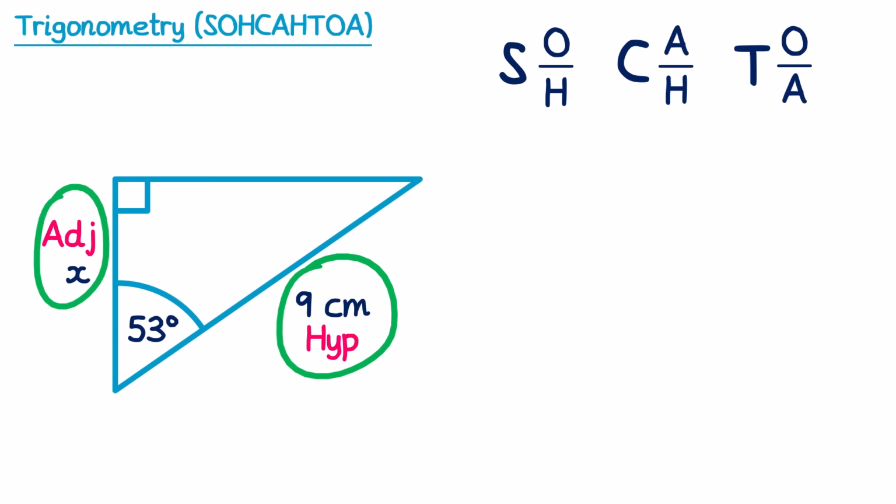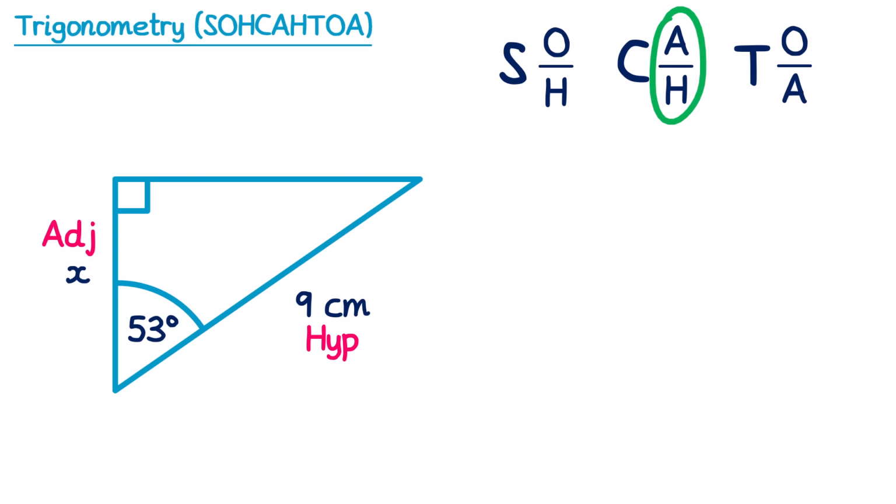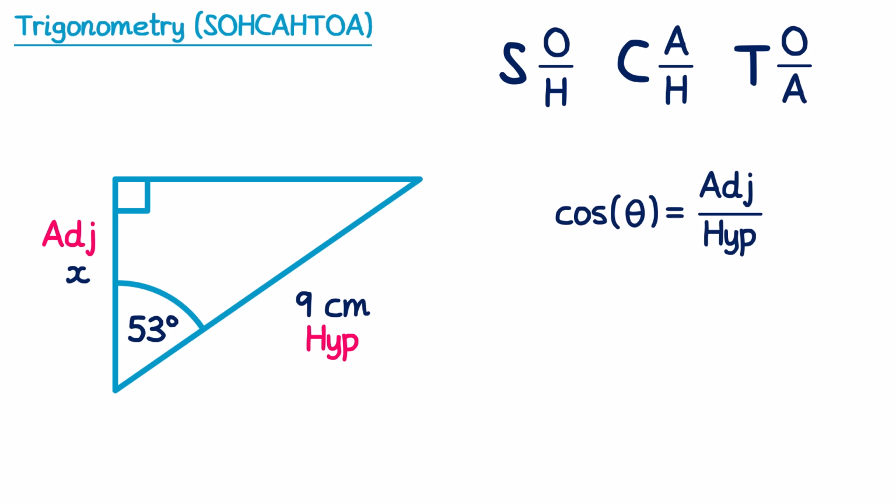So I look over at SOHCAHTOA, and I'm looking for the one that has an A and an H in it. And this time it's the second one, it's cos. So I write down the cos ratio. Cos of theta is the adjacent divided by the hypotenuse. Then I'm going to substitute in the values from the question. So theta is 53, the adjacent is x, and the hypotenuse is 9.